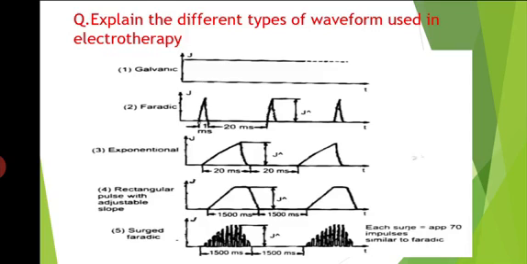Next, exponentially progressive current. This current is useful for the treatment of severe paralysis. It provides selective stimulation for the treatment of paralyzed muscles. The slope of the exponential pulse is kept variable.